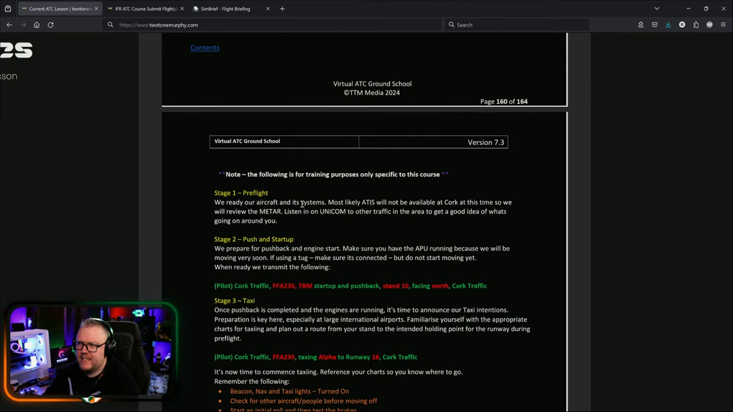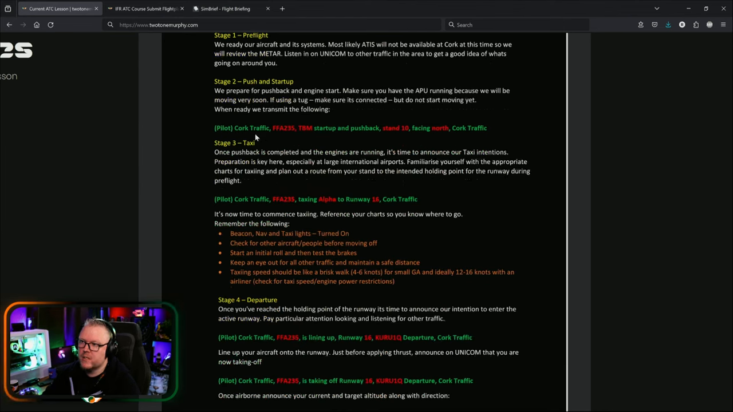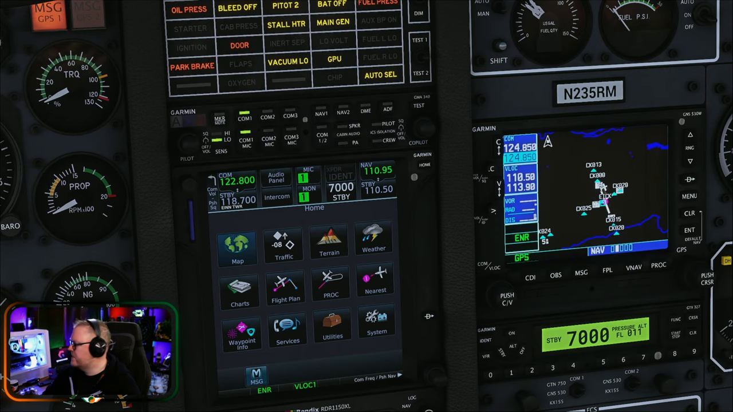We read our aircraft on the systems, most likely ATC would not be available. We do have it in our Discord, but we're going to review the METAR, listen to UNICOM for other traffic out there to get an idea of what's going on. Now, don't fly this leg just yet. Watch what I do. It'll give you an idea of what we're doing and how we're reporting it. So I'm going to move this over to the side. I'm going to be following this along as what I need to do.